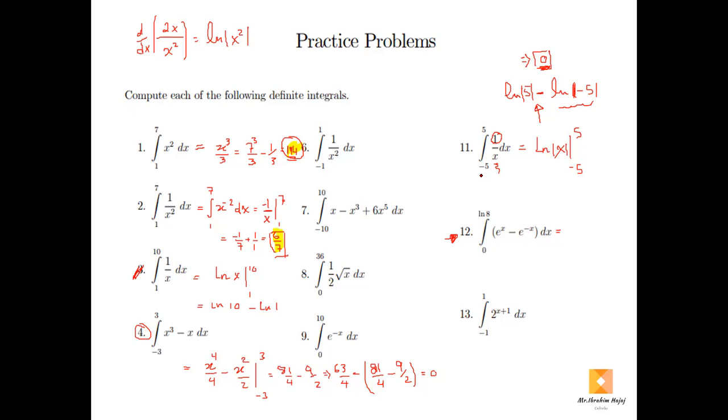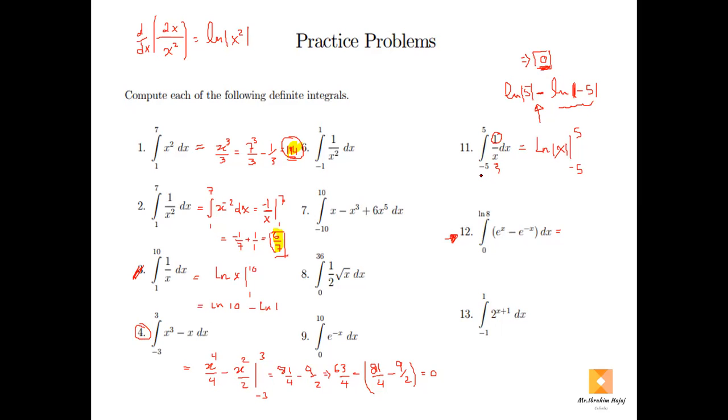Ln 0 is what? Ln 0 is also undefined. So in all, I have to say it's undefined. Ln 0 is undefined, because here the domain has to be more than 0.